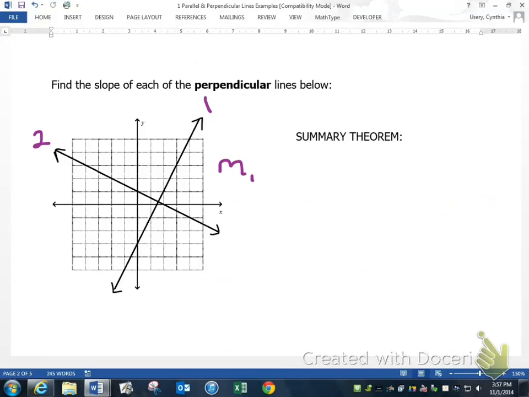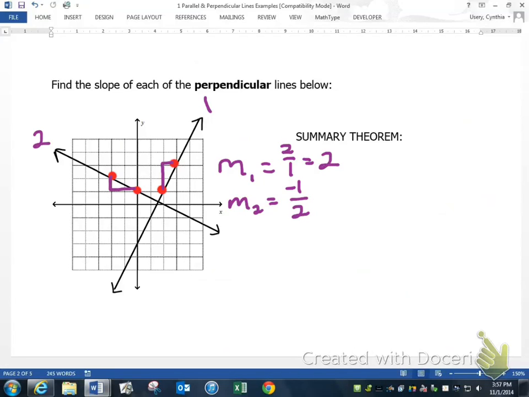So the slope of line 1, if we pick 2 points on it, I'm going to pick this point and this point, and it looks like my slope is going to be up 2 over 1, so my slope is 2. Now let's pick 2 points on the other line. It looks like this would be a good point, and this would be a good point. And that looks like I'm going to go down 1 over 2. So the slope of line 2 is down 1 over 2, which is negative 1/2.